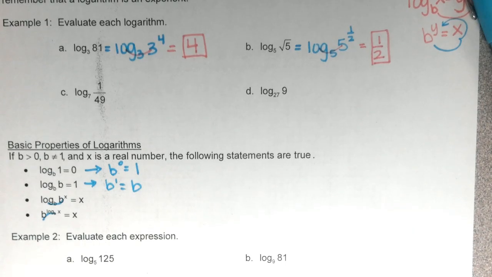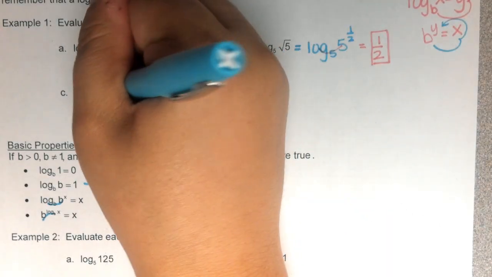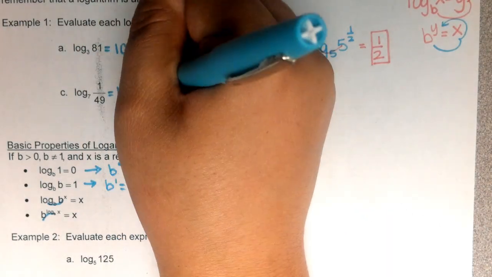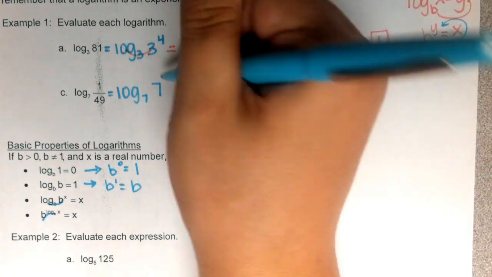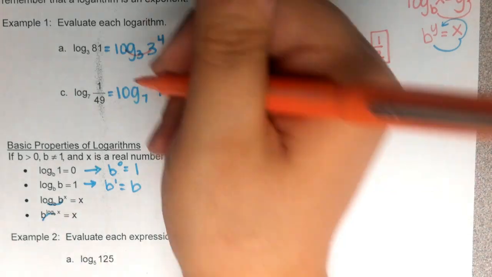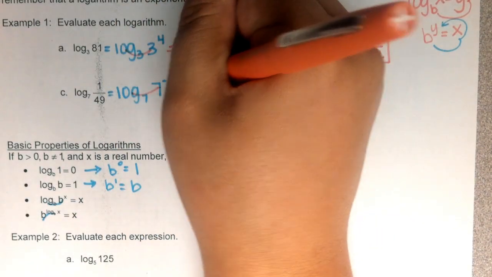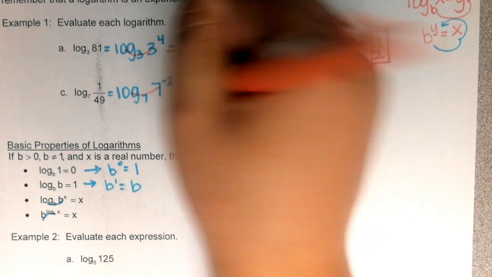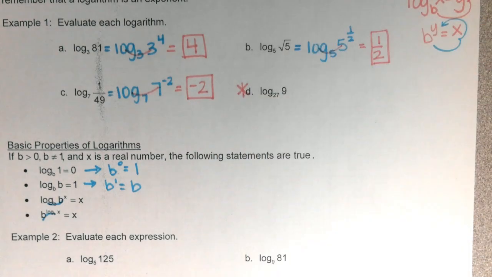C. Log base 7 of 1 over 49. That is log base 7. Say it again. 7 to the negative 2. Because the negative makes it a fraction, and 7 squared is 49. Cancel them out. What do you get? Just negative 2. Do I have any questions about A, B, or C? Am I going too fast?